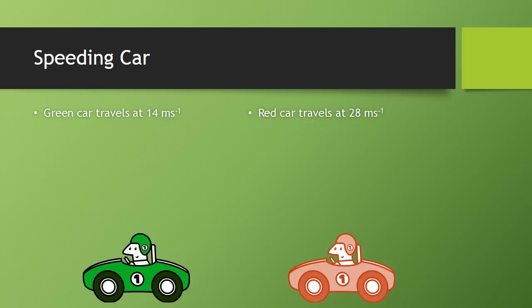Let's say the green car is travelling at 14 meters per second, about 50 k's an hour, and the red car is travelling at twice that speed, 28 meters per second. Let's say they both have the same mass, 1200 kilograms, and obviously they're travelling at the two speeds, 14 meters per second and 28 meters per second.